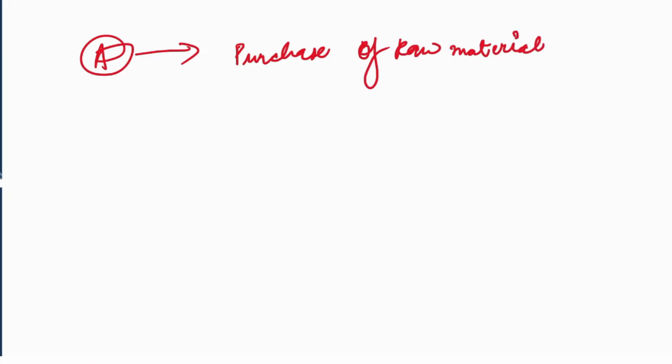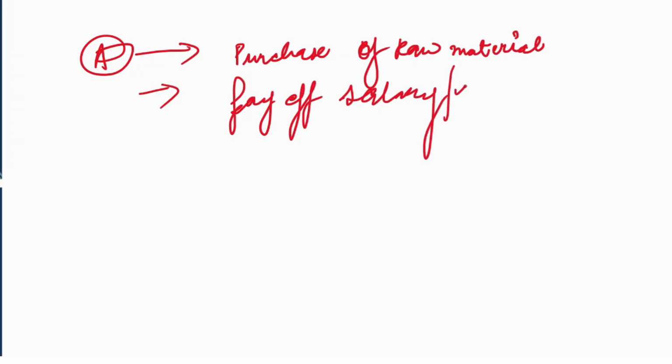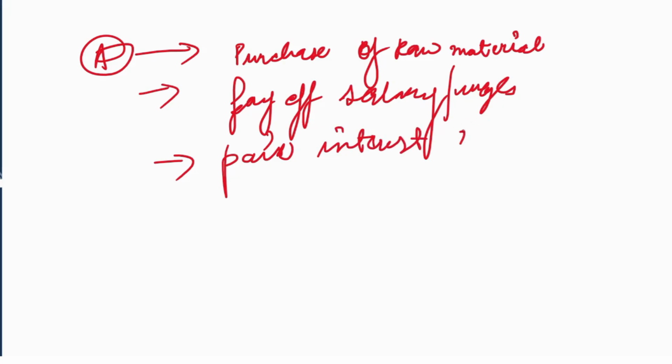Whatever examples I'm taking, you have to keep these things in mind, because these are going to be helpful whenever you solve problems related to cash flow statements. Next, if a company has purchased raw material. Next, if a company has paid salary or wages to its employees, or they have paid interest on debentures. So these are certain points that I've taken.